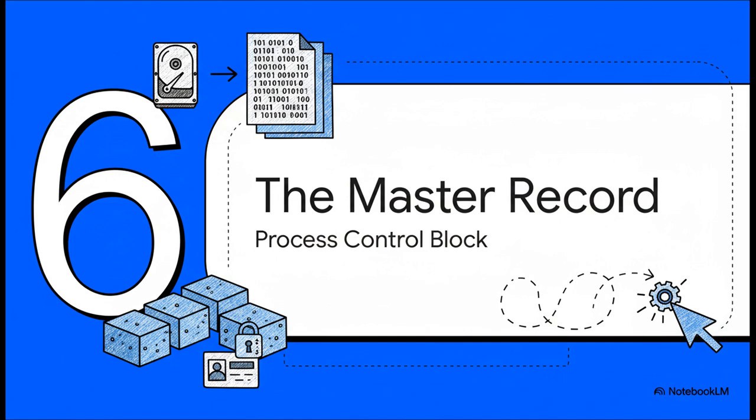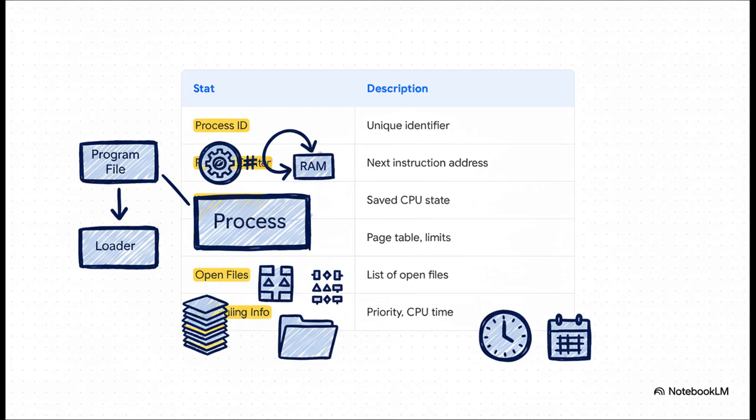So where does the operating system store all this saved game information? Well, for every single process, it keeps a master record, a kind of ultimate character sheet. This master record is called the Process Control Block, or PCB, and it holds absolutely everything the OS needs to know. Its unique PID, the saved program counter, the state of all the CPU registers, which files it has open, the whole shebang. It's the complete profile for that process, ready to be loaded back up the next time it gets a turn to run.